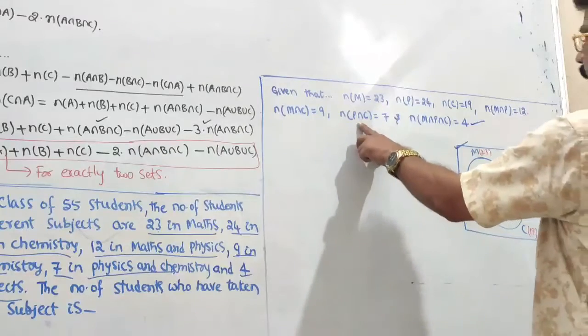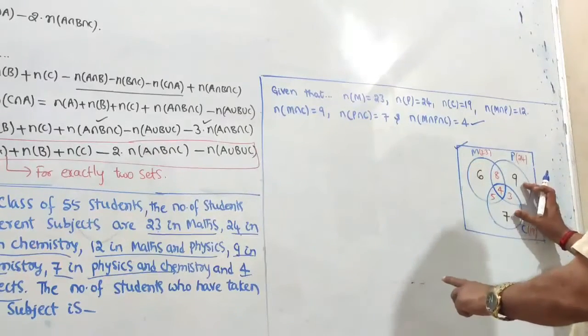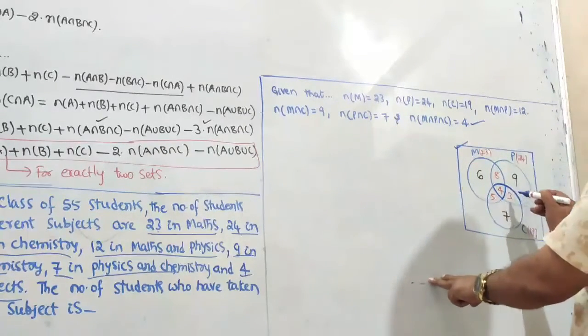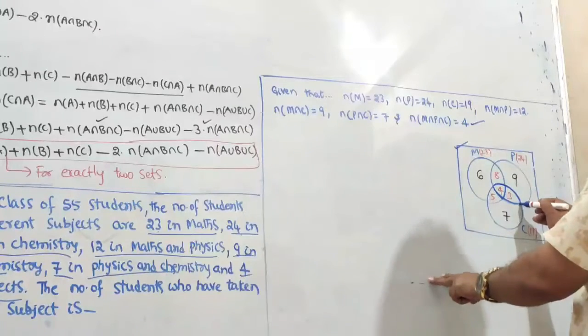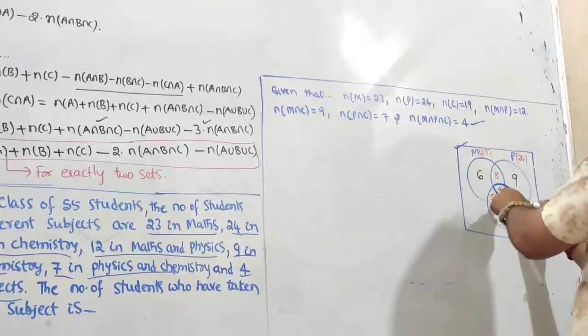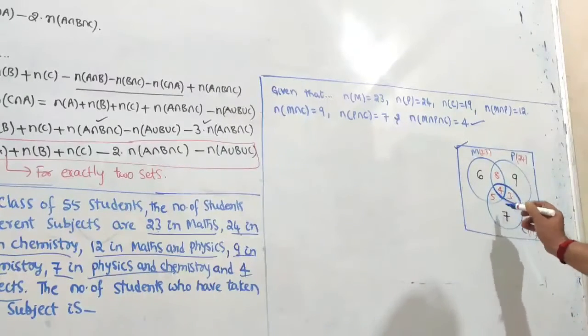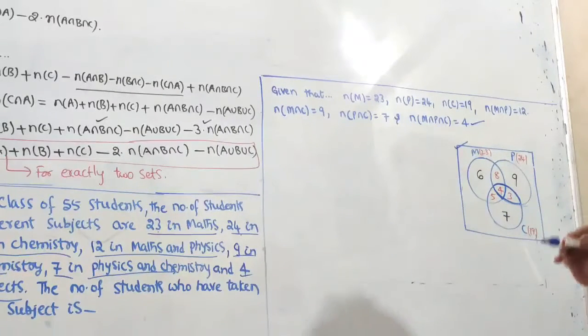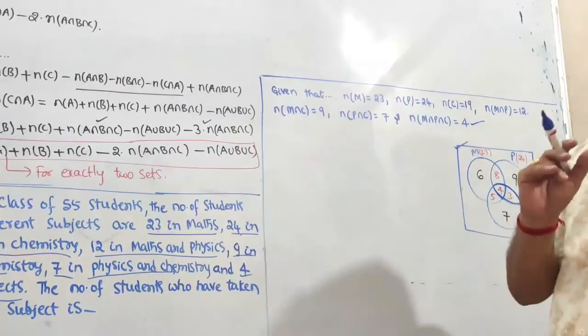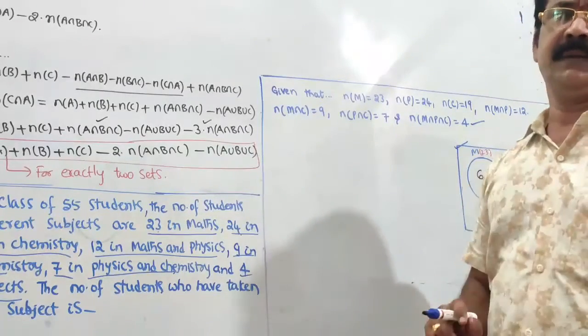Later PC. PC means this area. So PC is 7. Already 4 is filled, so for the remaining I wrote 3. Just like that, similarly, you fill all the areas. Okay. First method, Venn diagram method.